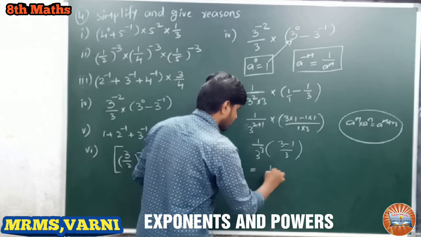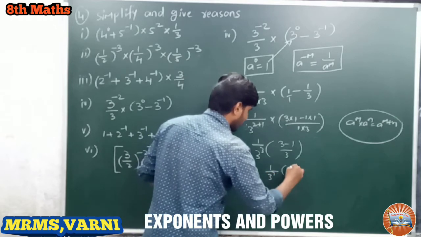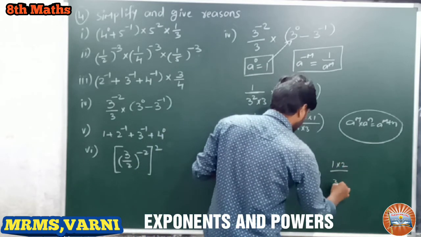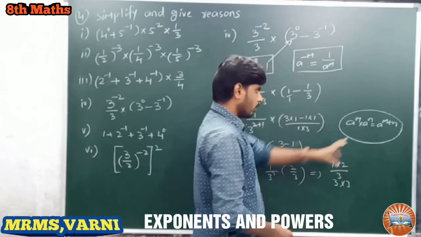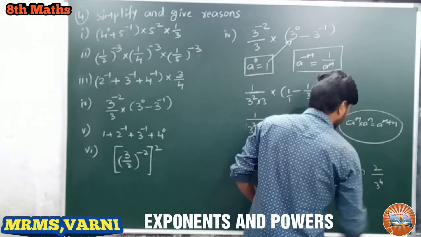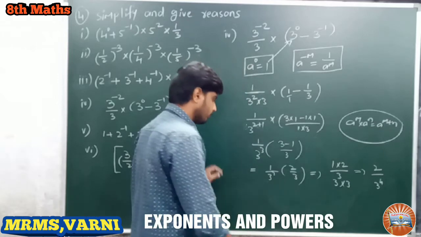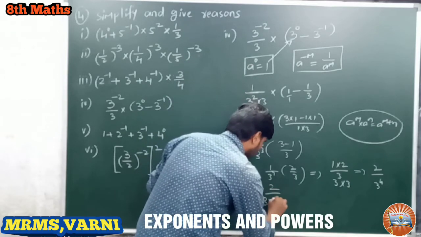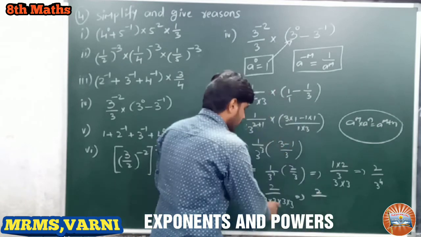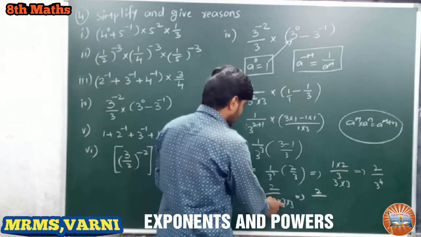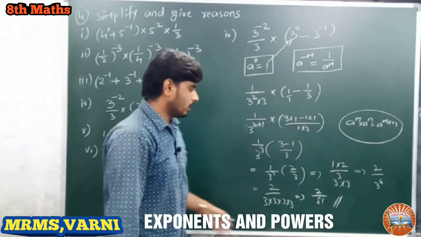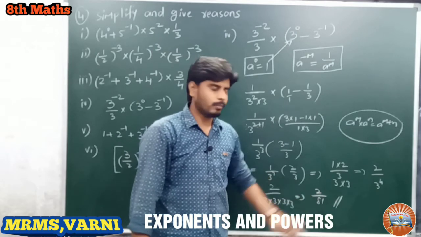This is nothing but 1 by 3 cube into 2 by 3, nothing but this becomes 1 into 2 by 3 cube into 3. Again by using this formula it becomes 2 by 3 power 4. 3 power 4 is nothing but 2 by 3 into 3 into 3 into 3. So 2 by, it is nothing but 3 3 is 9, 3 9s are 27, 27 3s are 81 is the answer. What is that? 2 by 81 is the final answer. Okay, right.